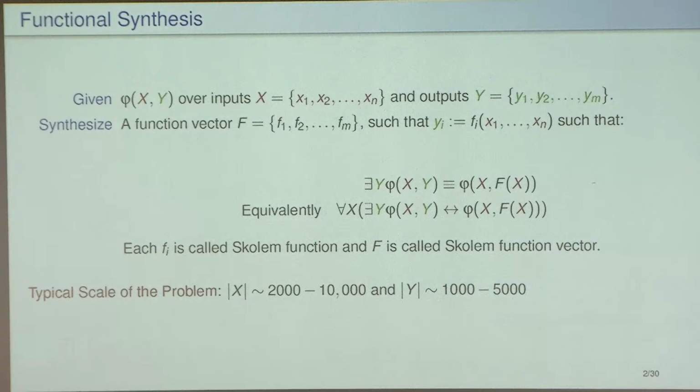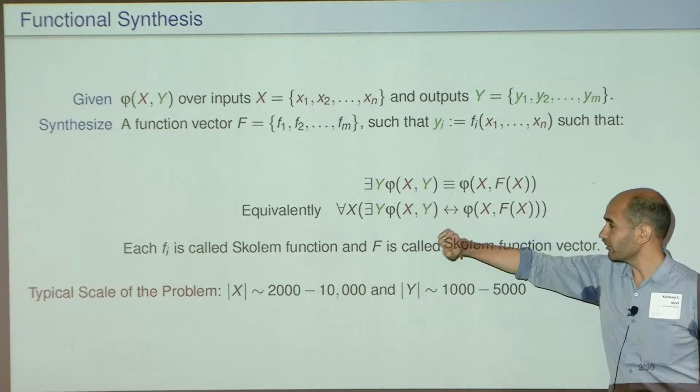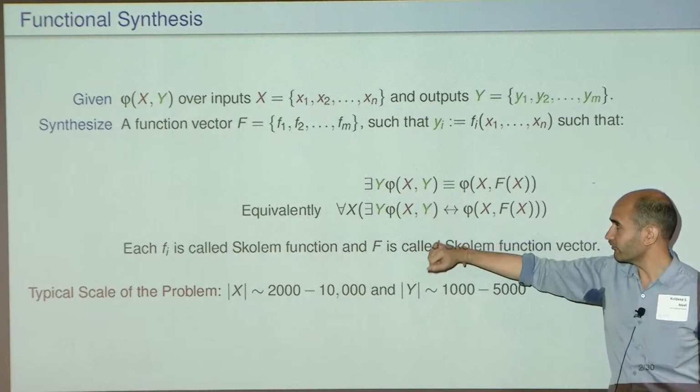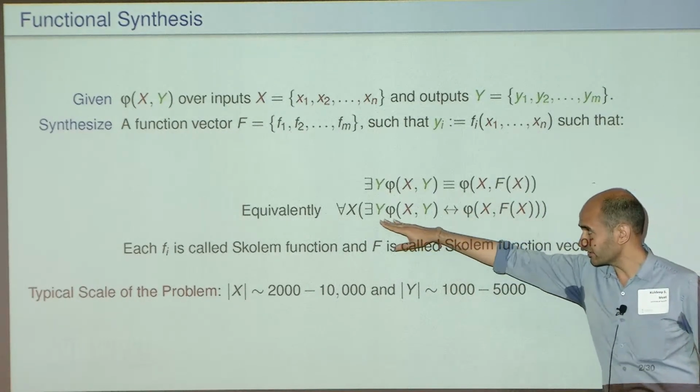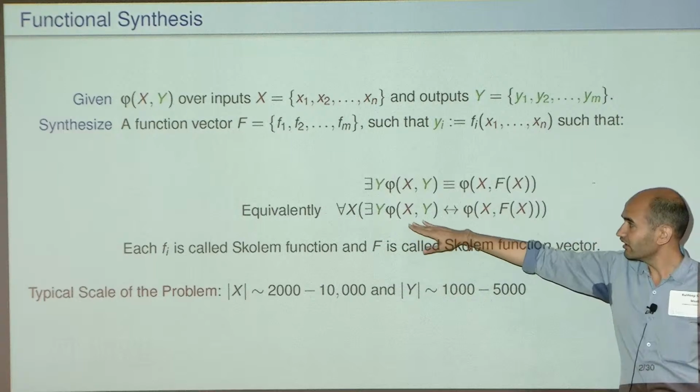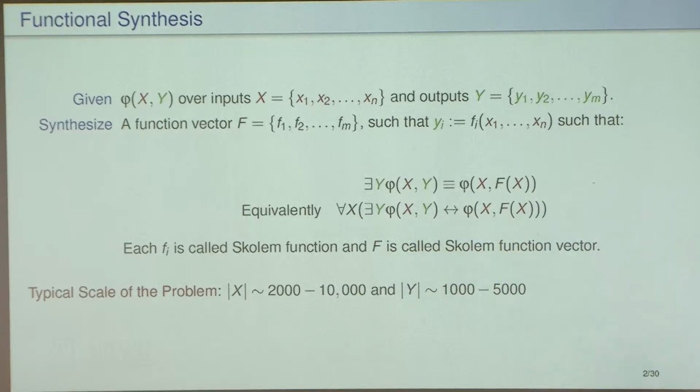Since the next 30 minutes are going to focus on this problem statement, perhaps it's a good point to ask any quick question. These are from the benchmarks. Okay, so phi is going to be a Boolean formula over the X and Y sets of Boolean variables. We want to find this function vector so that for every X, if there is a Y that can make phi hold true, then substituting Y with f would make phi hold true.